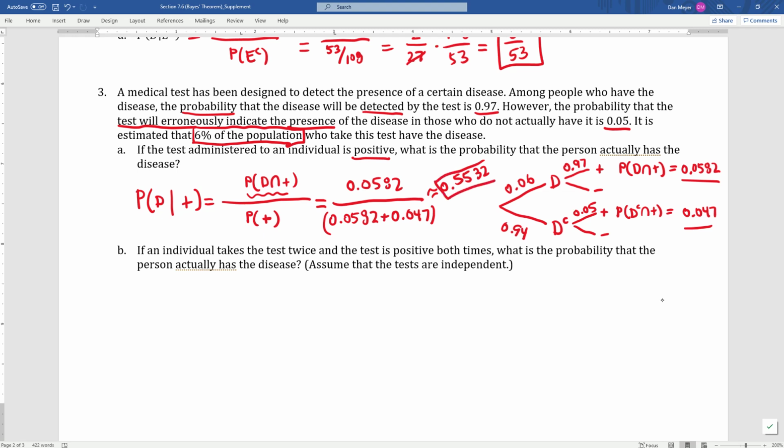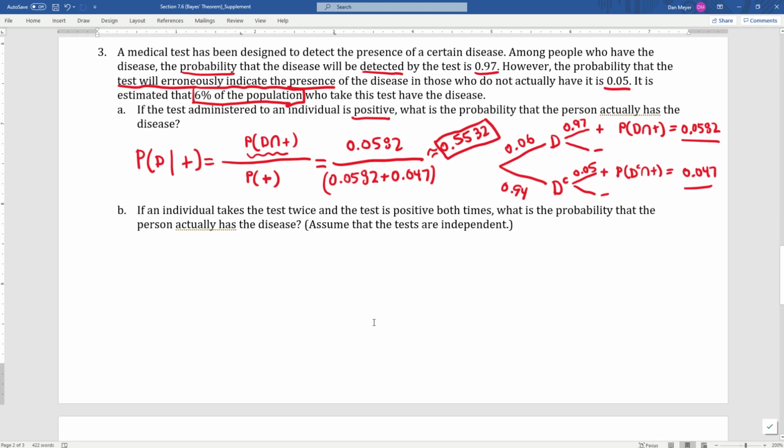So again, it seems like this test is pretty accurate. However, if you get a positive result, it's only slightly better than a 50-50 probability that you actually have the disease. Again, it's an unintuitive result here for this conditional probability. In B, we're looking at taking the test twice.